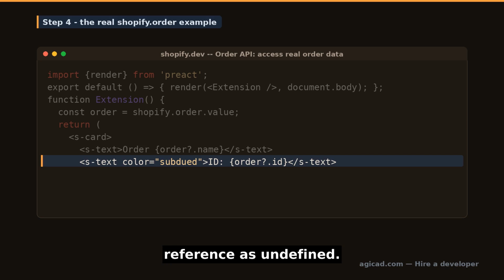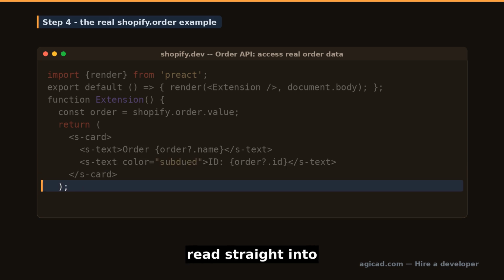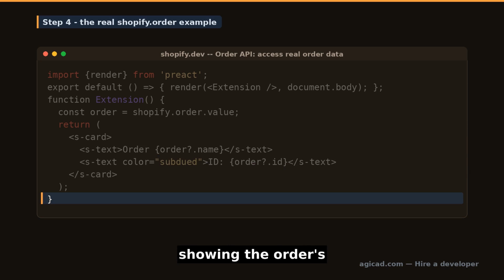Shopify.order.value gives you the current order. Here it's read straight into an s-card component showing the order's name and its ID, with optional chaining protecting against the instant before that value is populated.